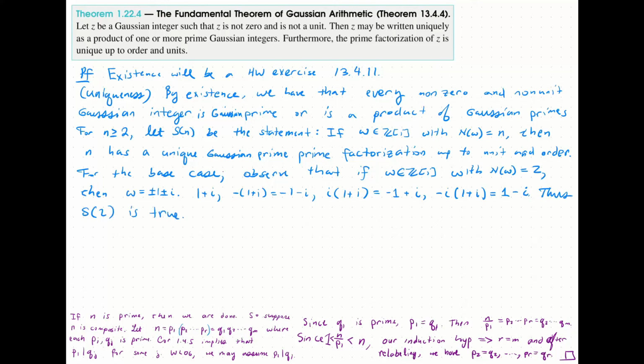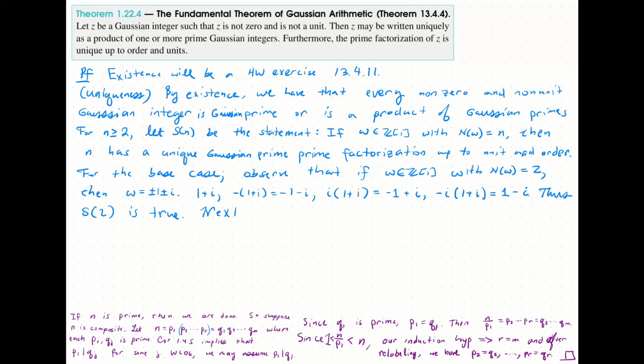And so we have our statement here. And now what we are going to do is the inductive step. We want to argue this by breaking it up into the case when it's prime and when it's not prime, just as we did before. So now we're going to go ahead and do this for some n. So next, let W be a Gaussian integer.